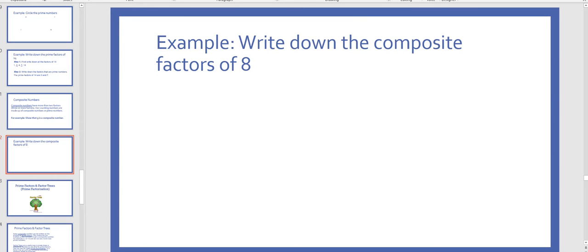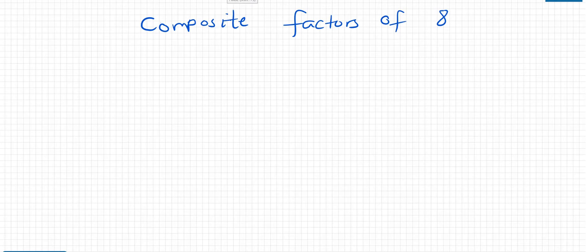For our last question for this session, it asks us to write down the composite factors of 8. So we're doing the same thing as before, but instead of prime factors, we want to find the composite factors of 8. Please have a go first. Okay, so once again, I can see my keyword factors. So factors of 8, that's my first step. Write down the factors of 8. So 1 and 8 have to be there.